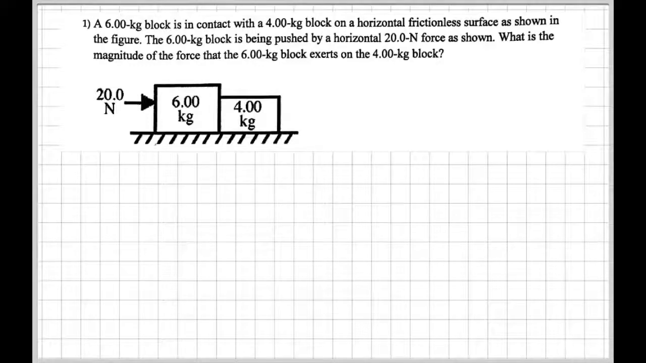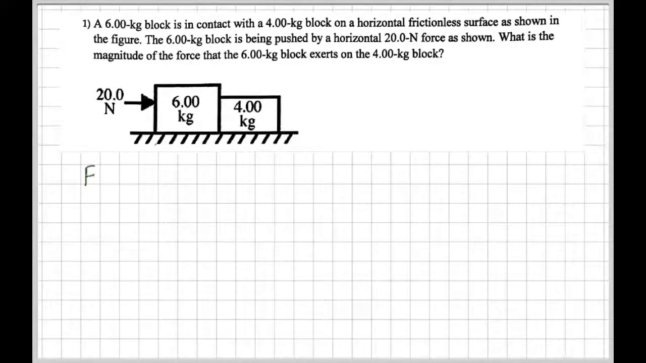Sometimes the misconception is that if you apply 20 newtons on the 6 kilogram, then the same force would be applied on the 4 kilogram, which is not true. Now, in order to find the magnitude of the force, we have to draw the free body diagram. Remember that in a free body diagram, you select the system of interest and look at the forces that act only on that system or that object.